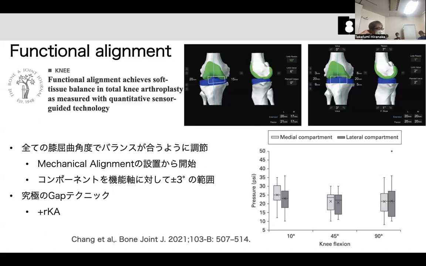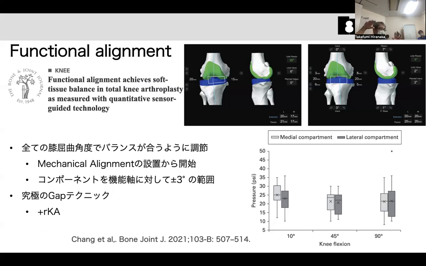asymmetrical, they regard this as asymmetric as the natural situation. And in fact, in most patients, especially in flexion, lateral laxity is natural. But in functional alignment, they control the gap balance well using the computer device.